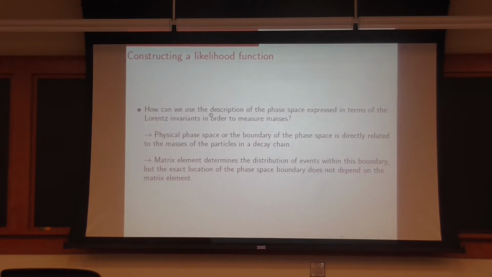Okay, so again, if you think about the matrix element and the phase space part, the boundary of the phase space comes from the masses. But what happens inside that boundary is related to m squared. But the boundary itself is just determined by the masses involved in the decay. It doesn't depend on the matrix element itself.